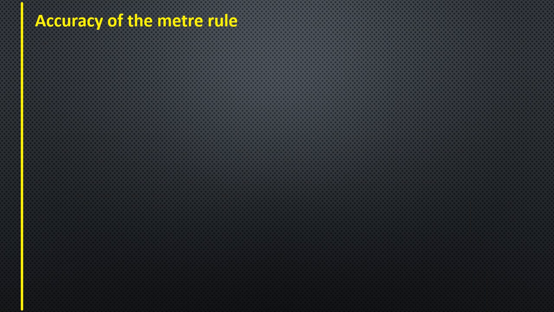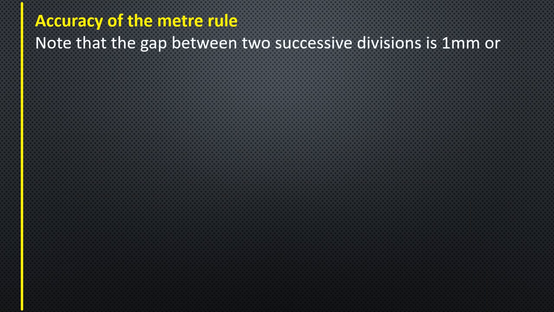Measurements are made and they have errors. What are these errors? What are the causes of these errors? And how can these errors be corrected, such that we have an accurate measurement? Note that the gap between two successive divisions is 1 millimeter.